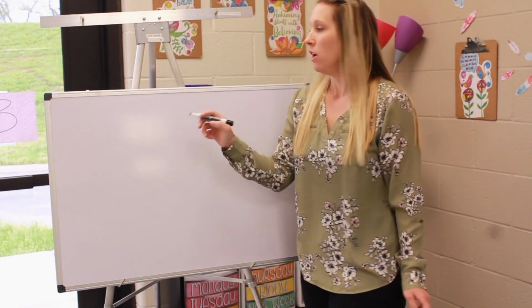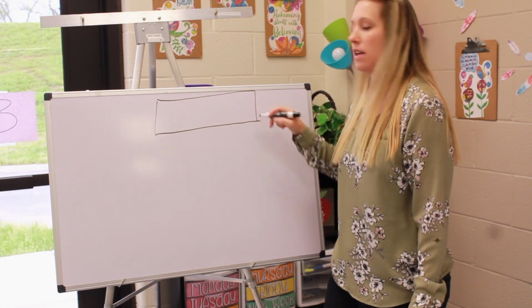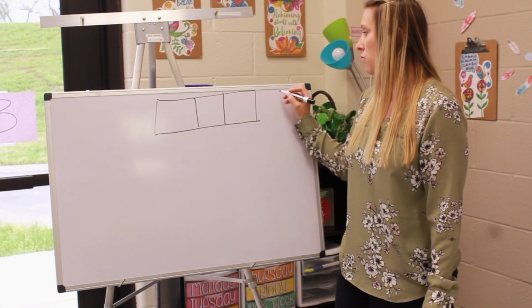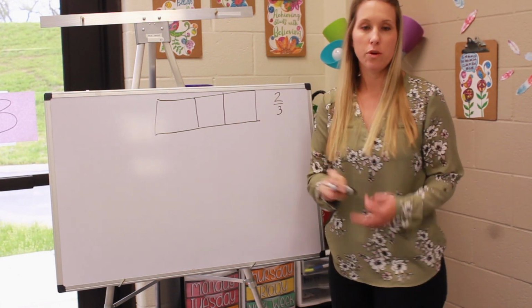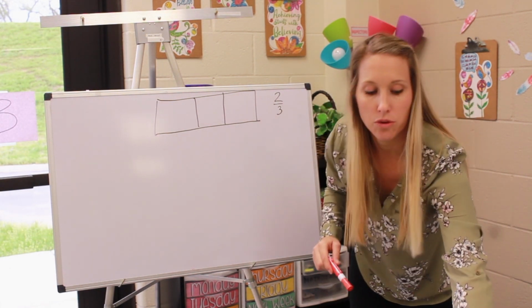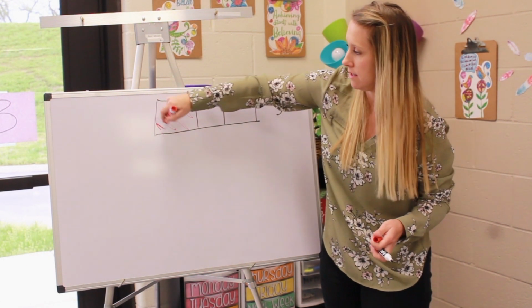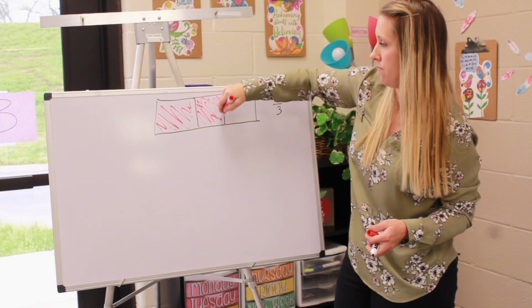Did you draw a rectangle and partition it into 3 equal pieces? Remember, we were representing 2/3, which means that 2 of our 3 pieces needs to be shaded in.